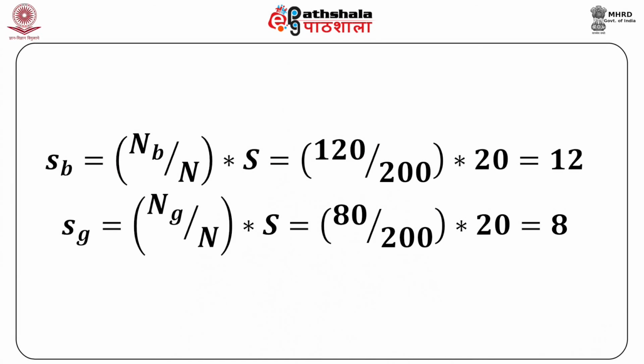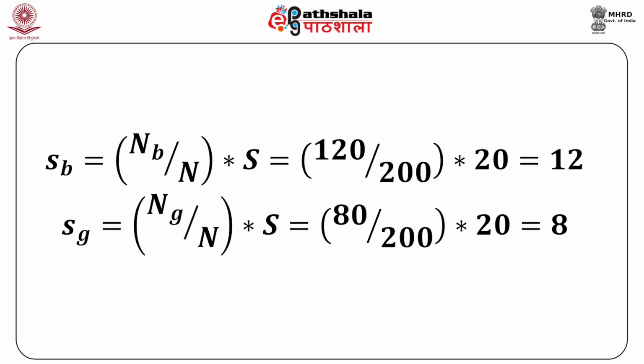A sample of 20 students is to be drawn from 200 students consisting of 80 girls and 120 boys. If we use proportionate stratified random sampling, then the sample sizes SB and SG for boys and girls respectively should be: SB should be equal to NB upon N into capital S, which means it should be equal to 120 upon 200 into 20, and comes out to be 12.